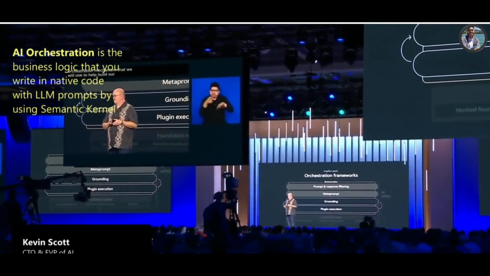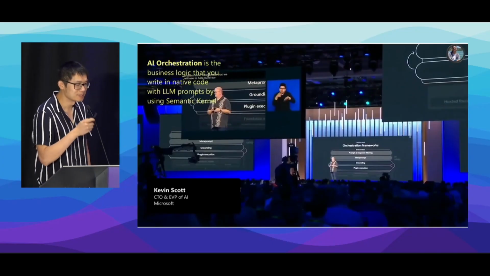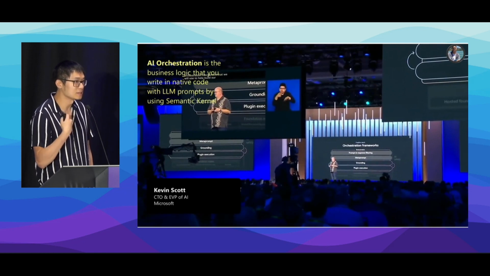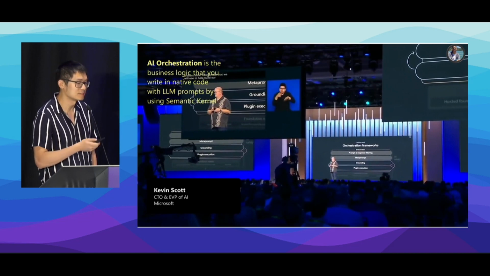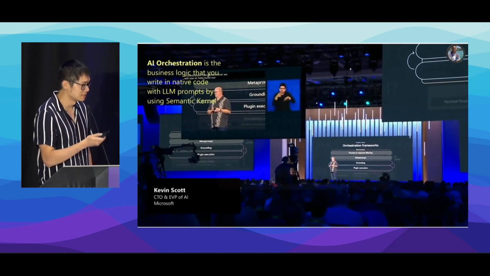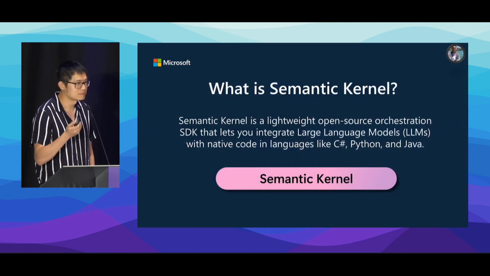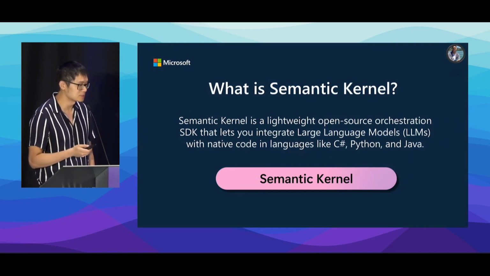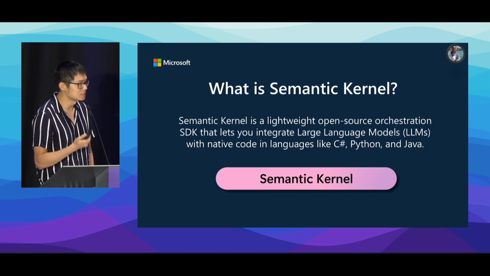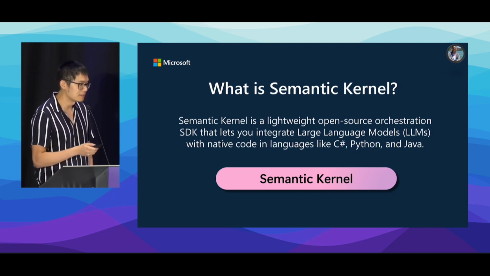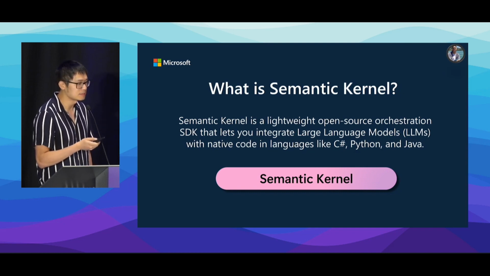All right, so far I have not even mentioned the title of the talk, right? Semantic Kernel. So the Semantic Kernel open source project really encapsulates all these best practices that we learned inside of Microsoft building first-party copilots, and now it's open source to allow enterprises and developers to hopefully come alongside us on that journey too. So Semantic Kernel, in one statement, is a lightweight open source orchestration SDK that lets you integrate large language models with native code in languages such as C#, Python, and Java.